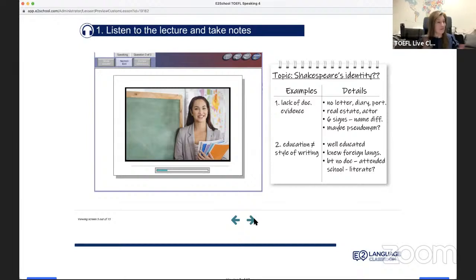Were my notes similar to yours? Did you take down some of those same examples and details? It's definitely okay if your notes aren't exactly the same as mine, but those were the 2 main examples. So that would be the main thing that I would say should be similar.